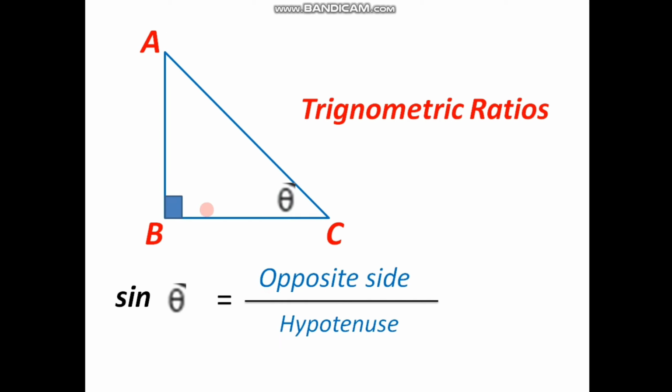So in this diagram, as we can see, angle B is a right angle. That's why side opposite to it is hypotenuse. So here hypotenuse is AC. And for angle theta, we have AB as its opposite side and AC as the hypotenuse. So by this definition, we have opposite side divided by hypotenuse, that is equal to AB divided by hypotenuse AC. So this is the first trigonometric ratio.